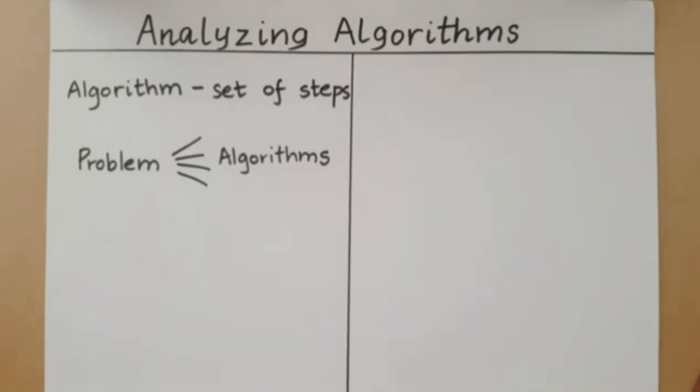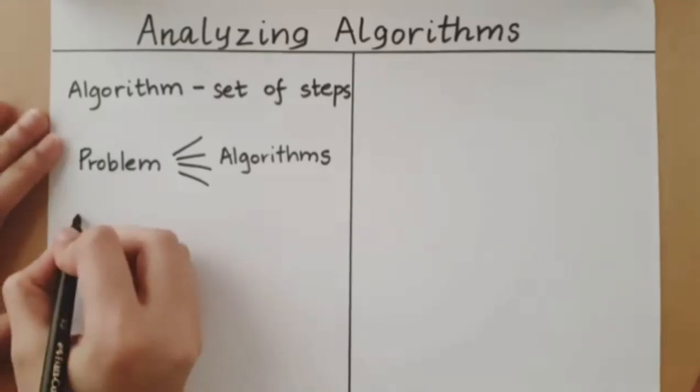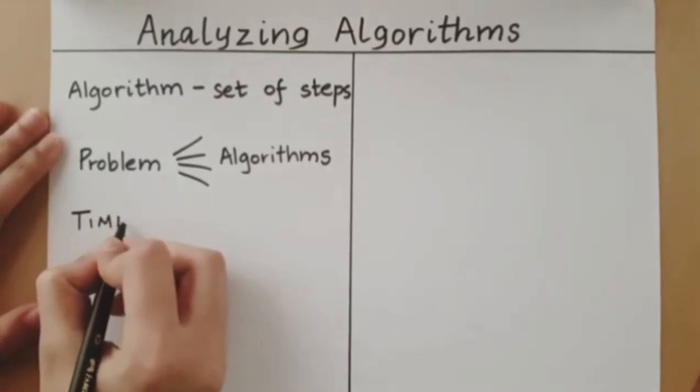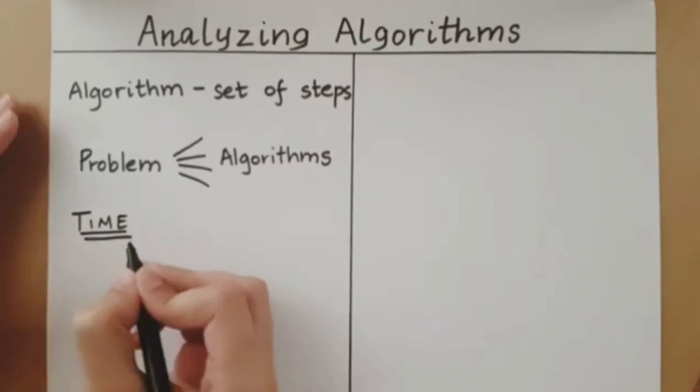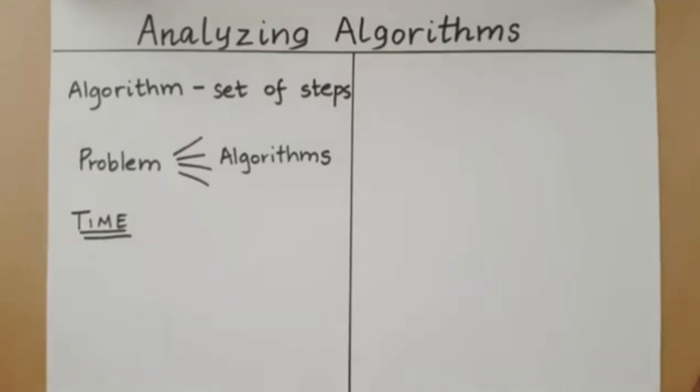So we need to compare algorithms on the basis of time. The faster algorithm is considered to be the better algorithm. In other words, the algorithm which takes the least amount of time is considered to be the best algorithm.